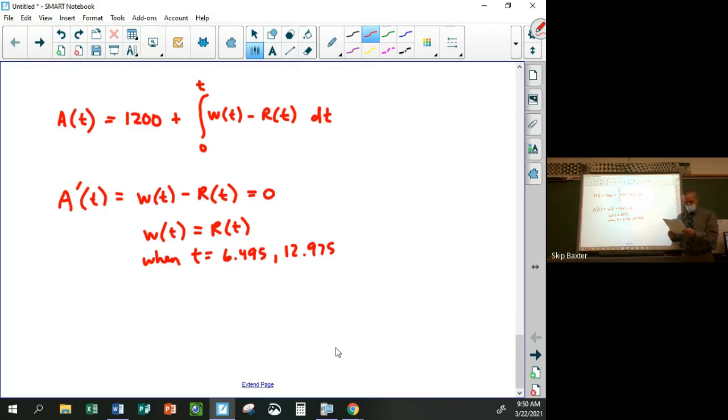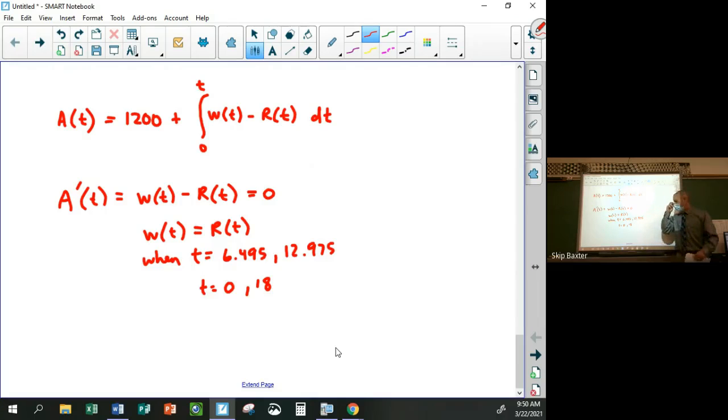In this problem, finding these critical points right here is worth 1 point out of 3. You found these 2 points, okay? So then you have to determine when the absolute min is. There's a couple ways to do this. One way to do it is you could just test every critical point. Well, the only other critical points here are endpoints. So we have T equals 0 and 18. So one way that this would work is you could just find the amount of water at 6.495, the amount of water at 12.975, the amount of water at 0, and the amount of water at 18. Just compare them. Whichever one's the least is the absolute min.